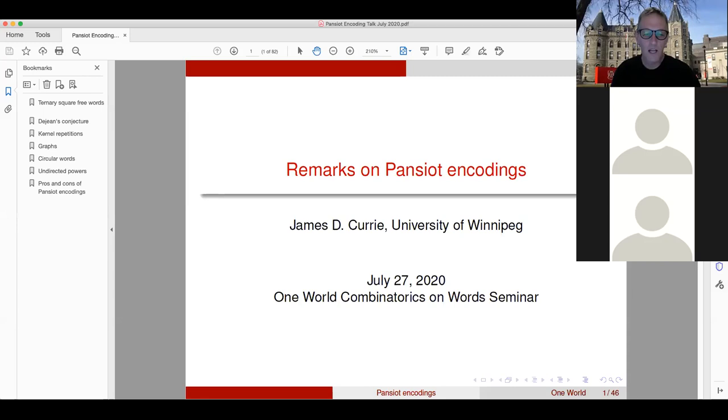So I'll first introduce Pansiot encodings in a concrete way, looking at how they relate to ternary square-free words. Then I'll talk a little bit about Dejean's conjecture. Pansiot encodings, when you use them in the context of Dejean's conjecture, you're led to consider what are known as kernel repetitions. So I will talk about those a bit. And then I will talk about some graphs which relate to Pansiot encodings.